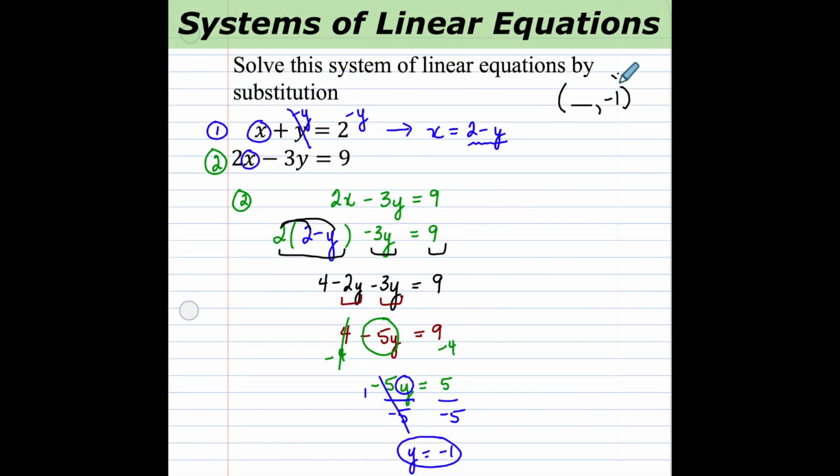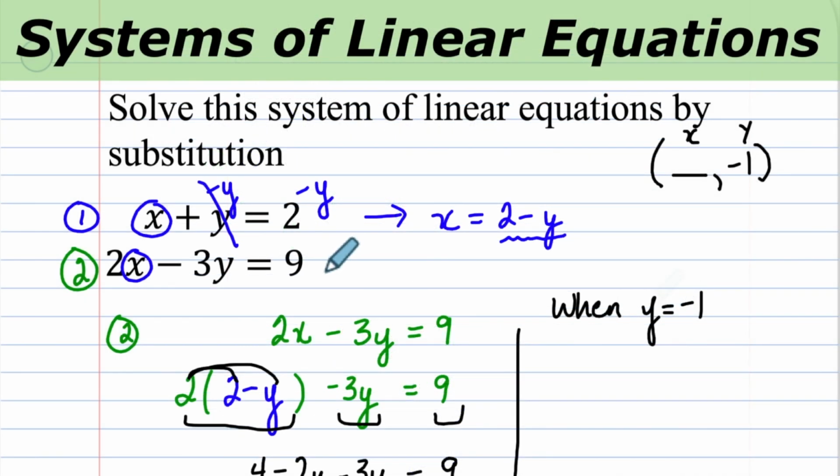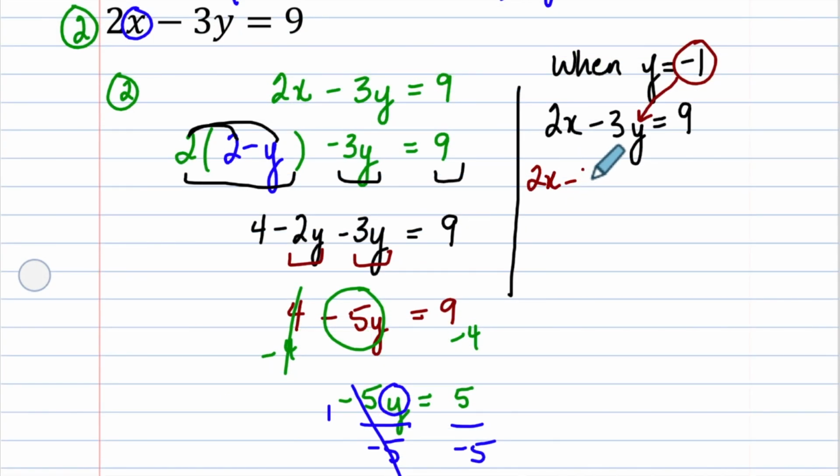We found the y value, negative 1, but we're still looking for the x value. When y is negative 1, we'll use the second equation to find out the x value. We can insert the negative 1 where we see the y. 2x minus 3 bracket negative 1 equals 9. 2x, we need to multiply negative 3 times negative 1 is positive 3 is equal to 9.